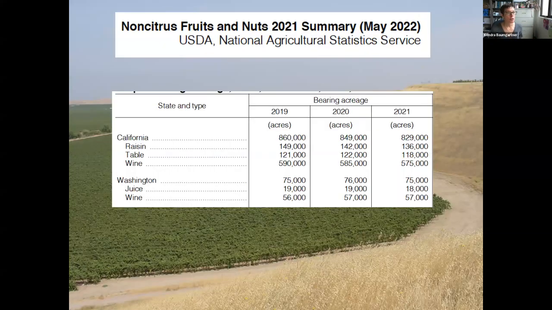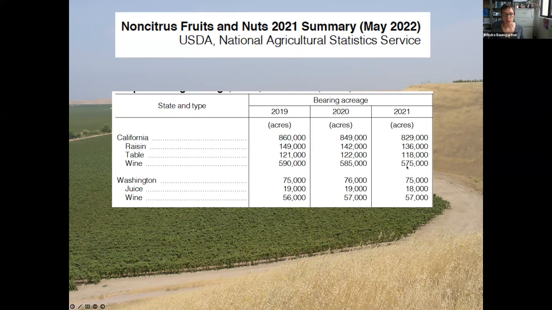Okay, and I wanted to share some statistics on grapevine production in the US with you really quickly. I'm sorry I didn't convert these to hectares. These are in acres, but you can see the relative differences. In California, right now we have about 800,000 acres of grapes.